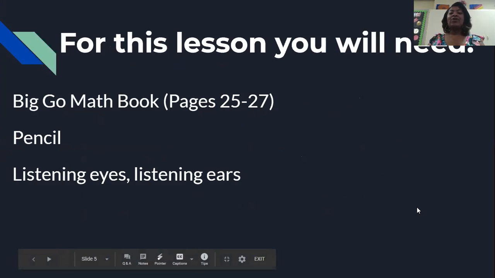For this lesson, you're going to need your big Go Math book, and you're going to open it up to page 25. Remember, it's your big Go Math book. Your pencil, your listening eyes, and your listening ears.